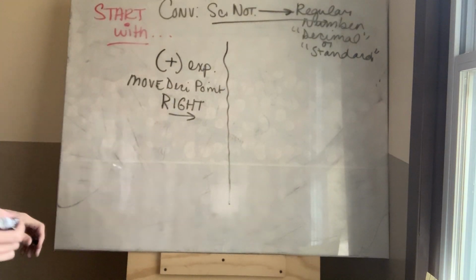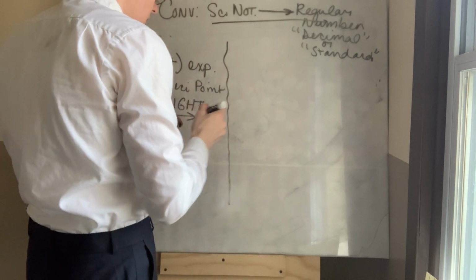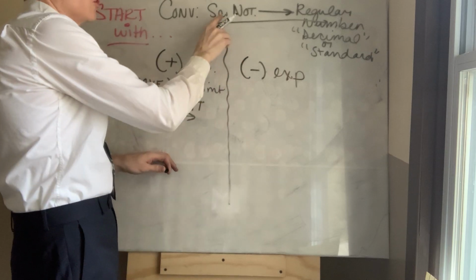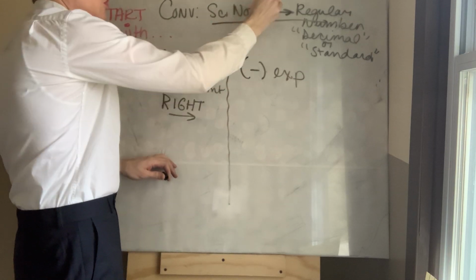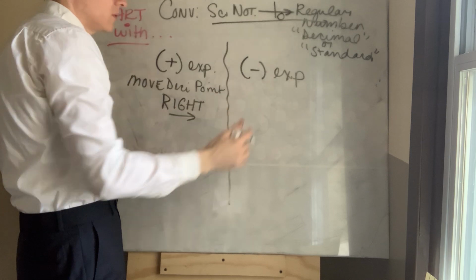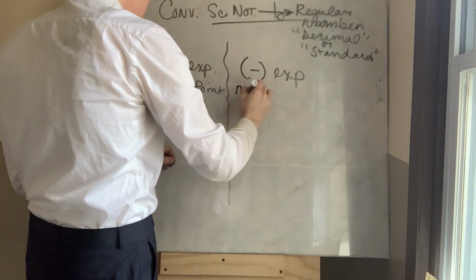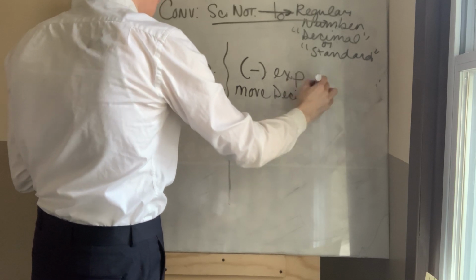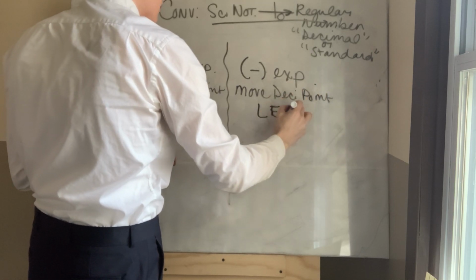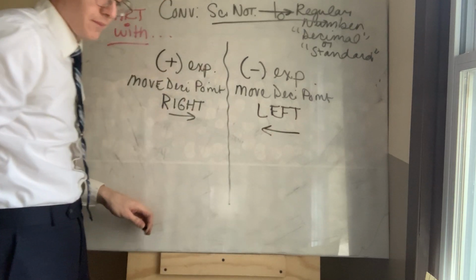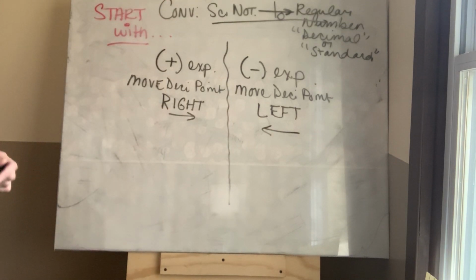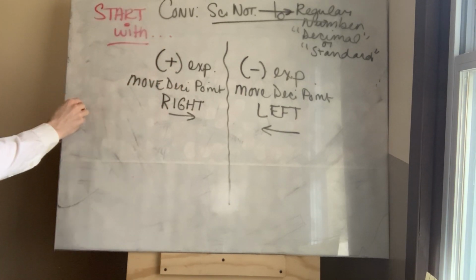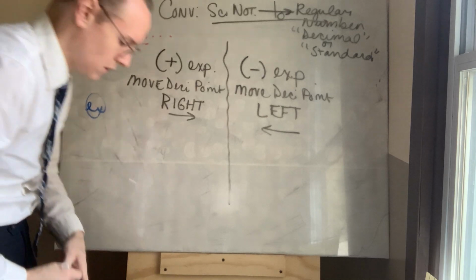Okay. If, on the other hand, you have a negative exponent, and you're still converting from scientific notation to a regular number, you're going to move the decimal point left, which is that way. Okay? And you basically will make waves. All right, we'll do two examples here for the sake of comparison.